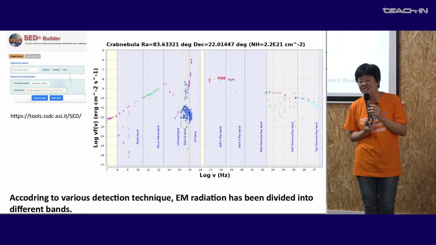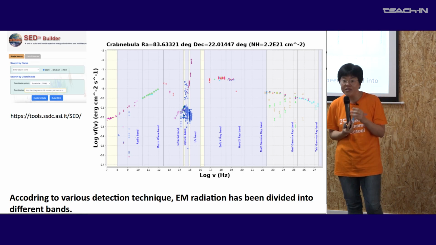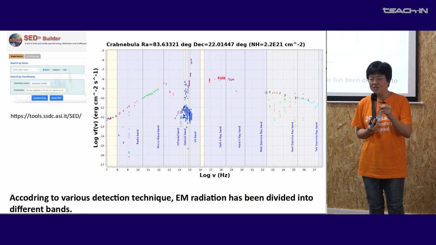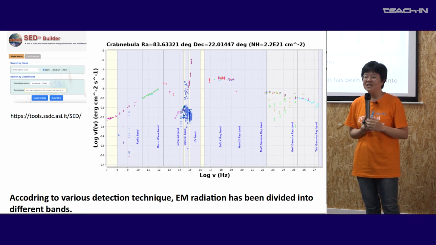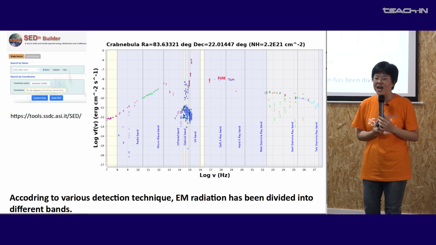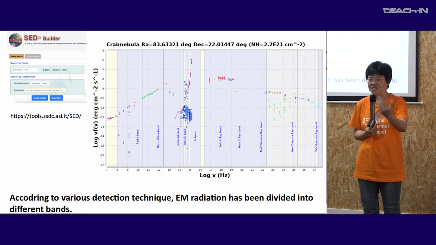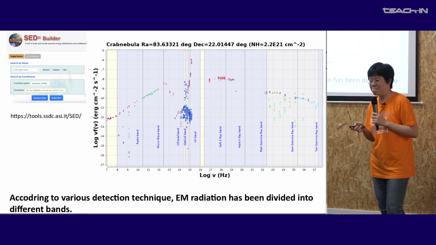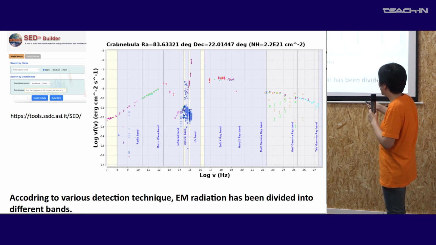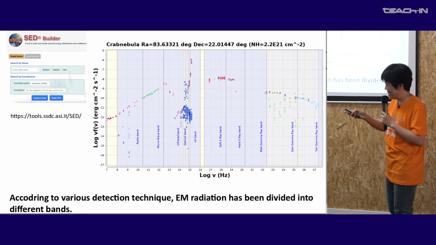Okay, there is one hint. If you want to detect something, it should interact with your detector. Otherwise, it will go away. Right? Then why is it so difficult for MeV gamma rays to interact with your detector? Okay. And why is it important for us?